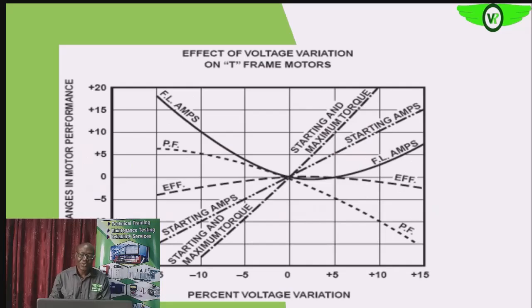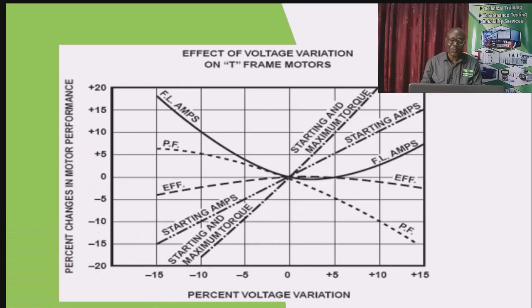Let us look at the effect of voltage variation on the motors. If you look at the graph, you see that we have percentage variation as against percentage changes in the motor performance.